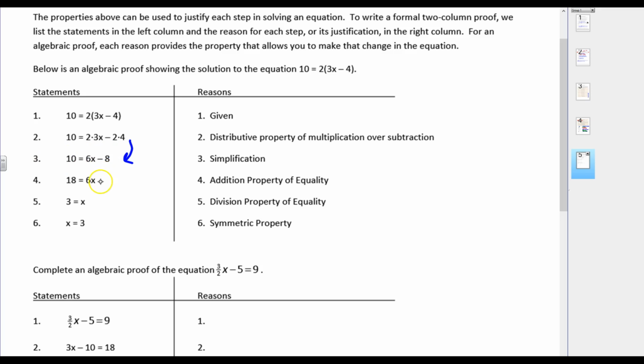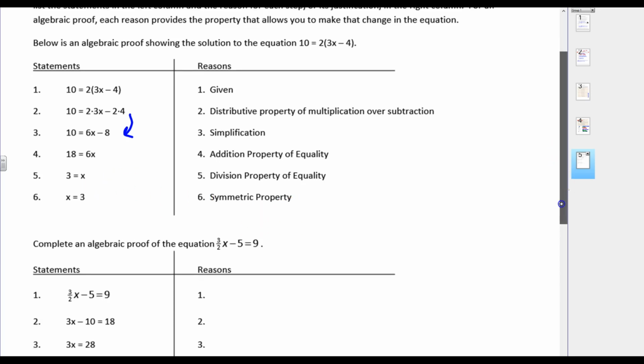Then to go from step 3 to step 4, what I did was I added 8 to the other side. So my reason for step 4 was the addition property of equality. And to go from step 4 to step 5, I divided both sides by 6. And if you notice, when I divide both sides by 6, my x is still on the right-hand side of this equation, the y on the left. I can't flip it around in the same step. That's a different property of equality. Notice I'm doing only one thing per step. So step 5 was the division property of equality, whereas step 6, when I flip it around to get x equals 3, that's my symmetric property. I couldn't do these in the same step. I have to do them in 2 different steps.